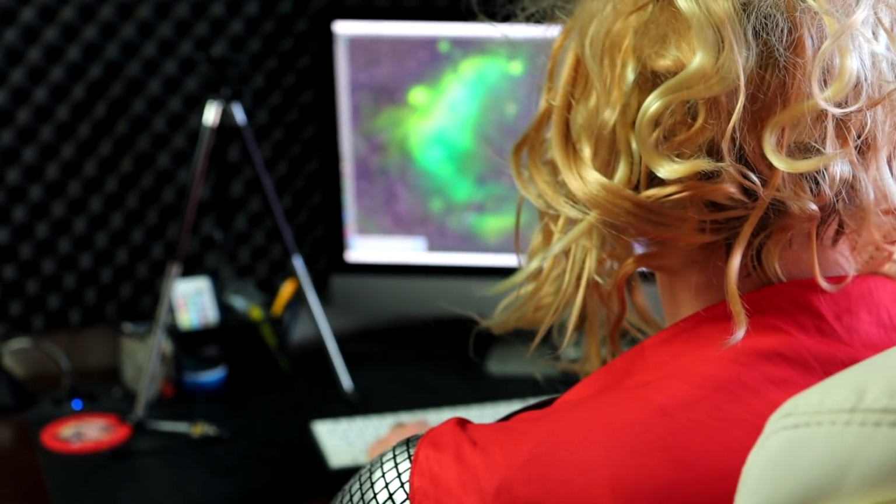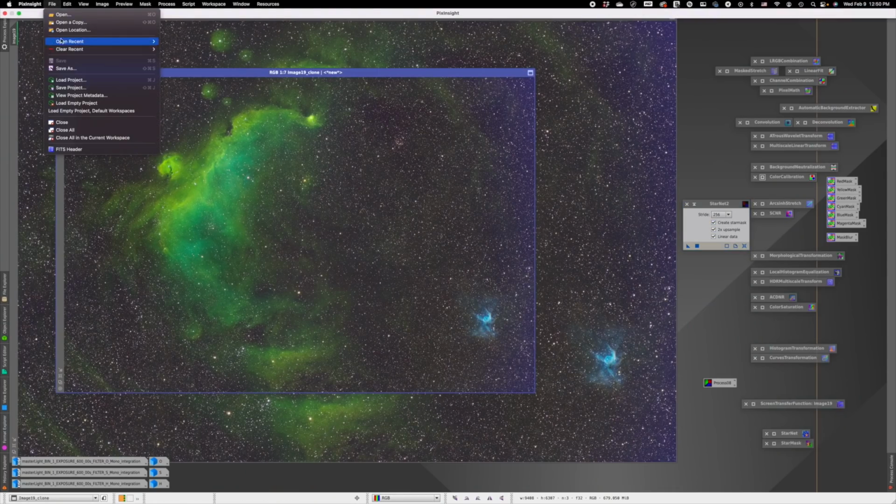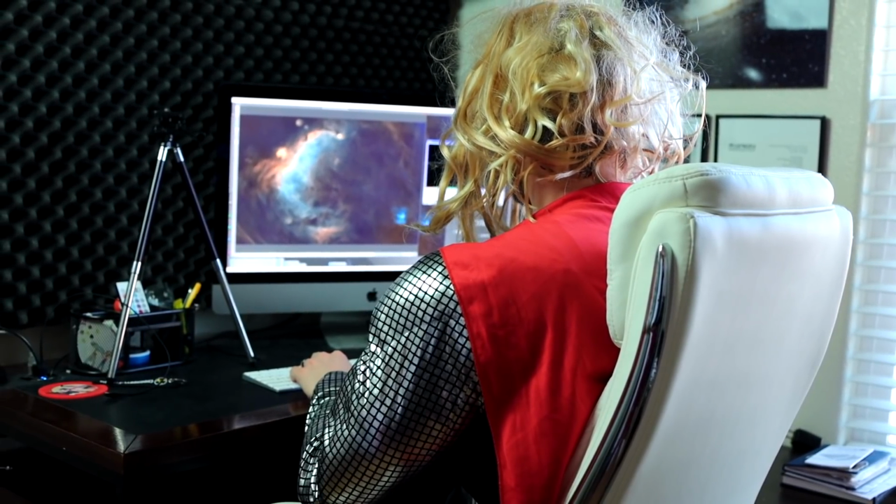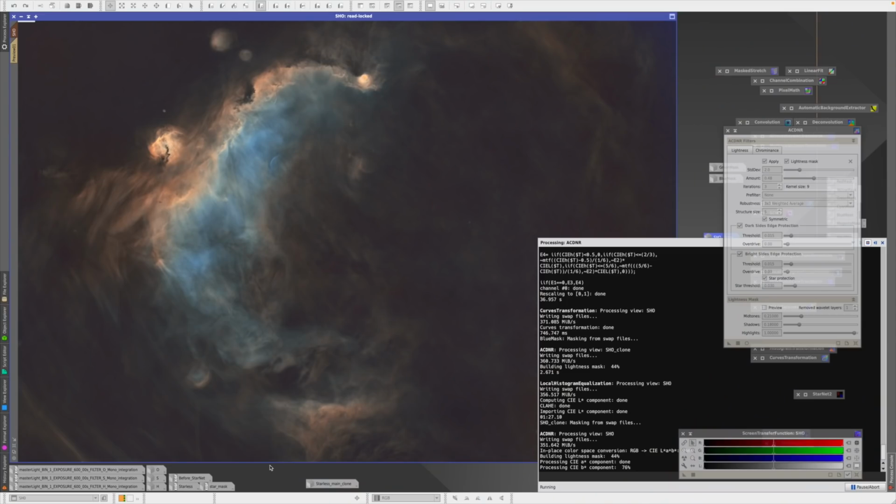Processing this target was both fun and frustrating. Dealing with Bortle 9 city light pollution gradients is a pain, but I think an aggressive approach with DBE fixes that problem well.